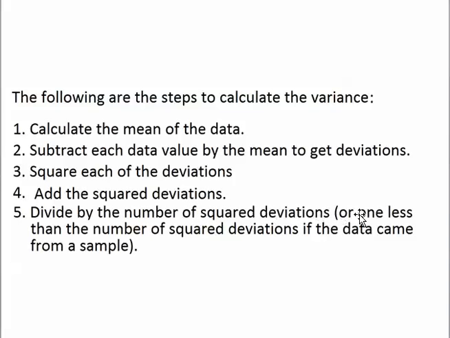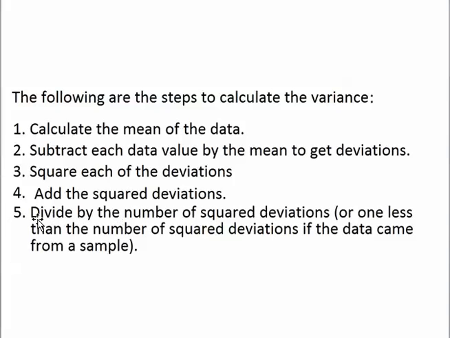But this step right here, where you divide by the number of squared deviations to get the variance, this step is actually adjusted if the data comes from a sample instead of from an entire population. And we'll talk about that adjustment a little bit later. So basically, the variance is just the mean of the squared deviations, and it's adjusted slightly if the data is from a sample. I'll also talk about why you have to use that adjustment later on.